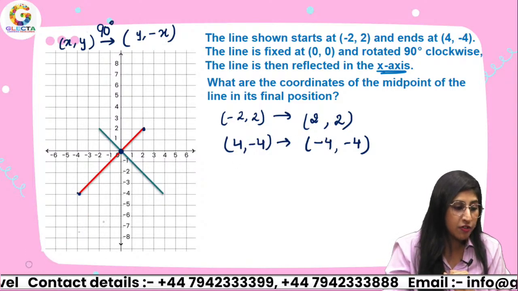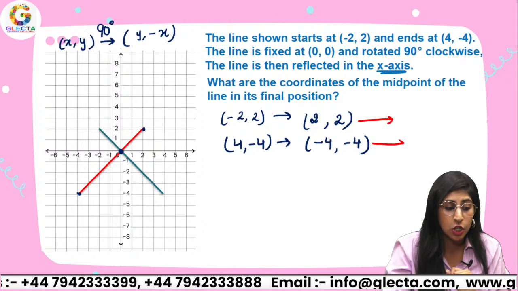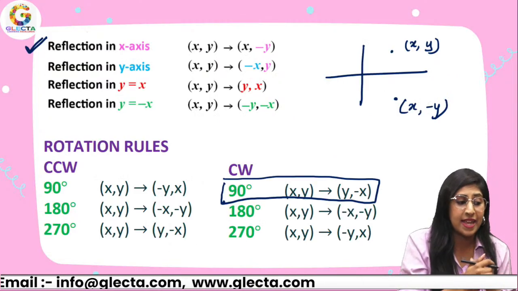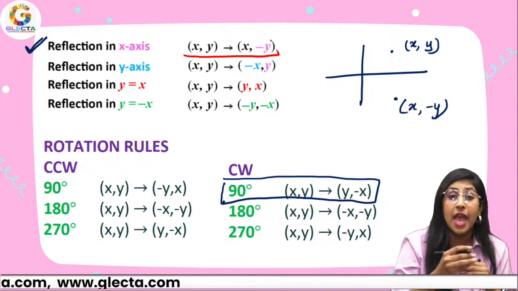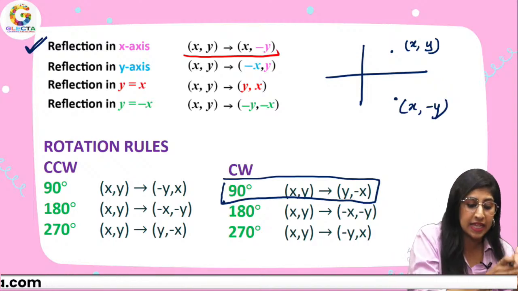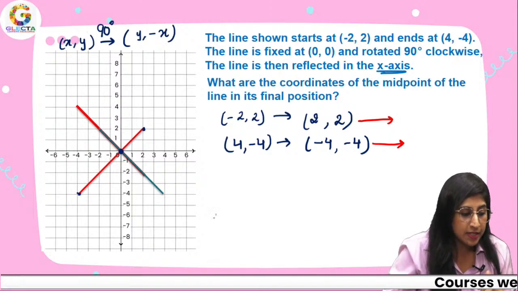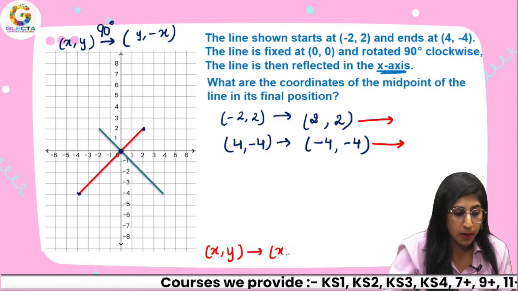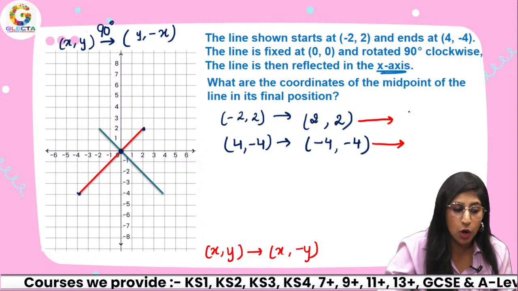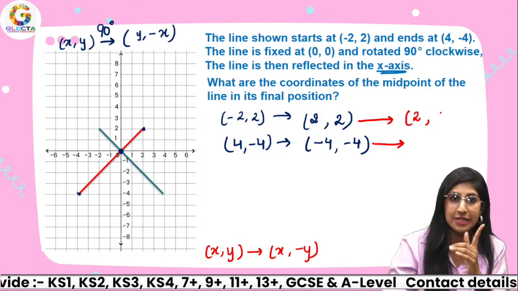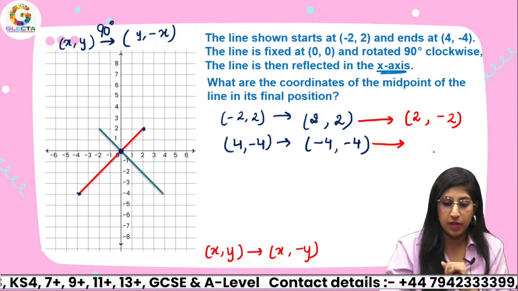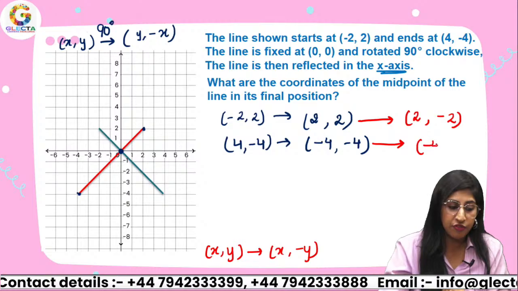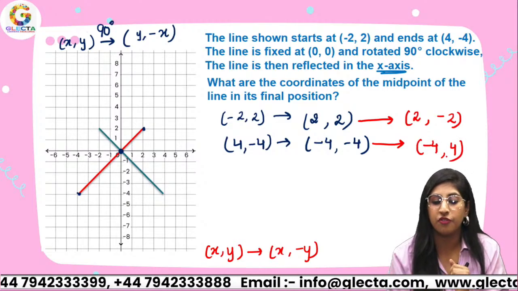But if I reflect it along the x-axis, see the formula from the screen over here. Reflection in x-axis, what's the formula? x, y becomes x, negative y. So coming back, x, y becomes x, negative y. That means this 2, 2 would become, keep this 2 as it is, and negative 2, right? Then negative 4, negative 4, the negative 4 as it is, and 4.